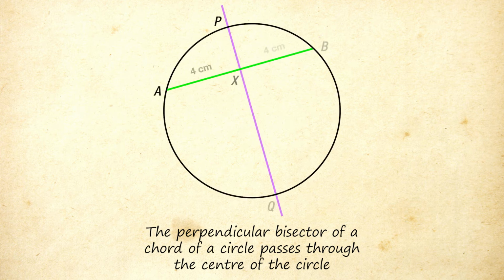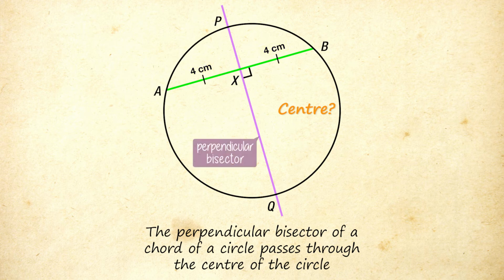Now that we know this, does the center of this circle lie on PQ? PQ is perpendicular to AB and passes through point X, which is the midpoint of chord AB. So, PQ must be the perpendicular bisector. By the property, the center of the circle does lie on PQ.